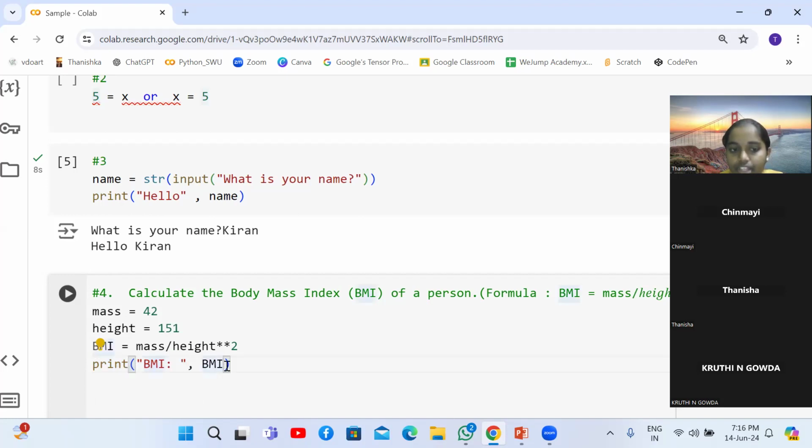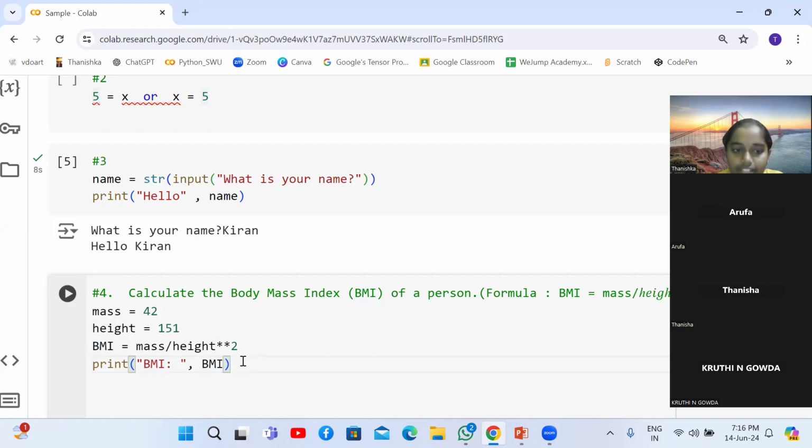And then this one, BMI. I didn't use quotation here. Do you guys know why I didn't use the quotation? Because it's a variable. Okay, not the instructors. I want others to answer. Okay. So why I didn't use the quotation is because BMI is a variable. So this is the variable. BMI is equal to mass by height, then multiplying 2 times.